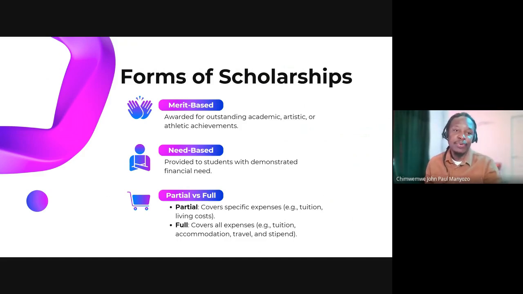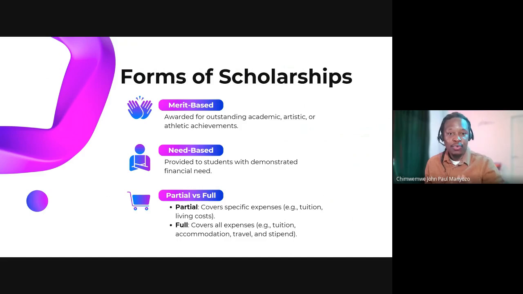The second category is need based scholarships. With need based scholarships, these are provided to students who have demonstrated a financial need. And often they are going to be asking you to write a statement. They are going to ask sometimes for your bank details and all sorts of information that just demonstrates that you're somebody who cannot afford to pay for this opportunity.